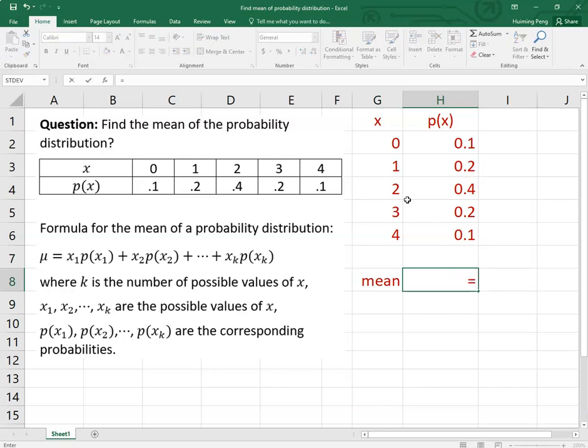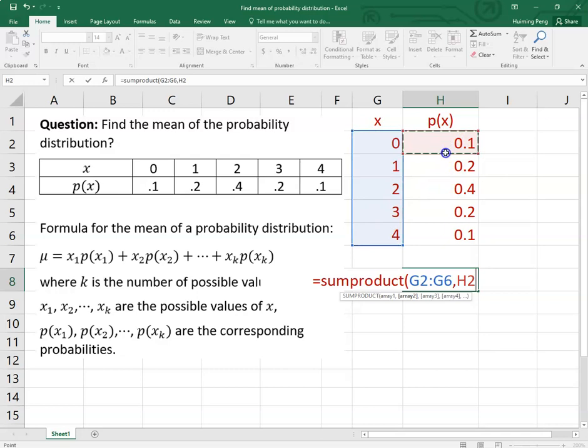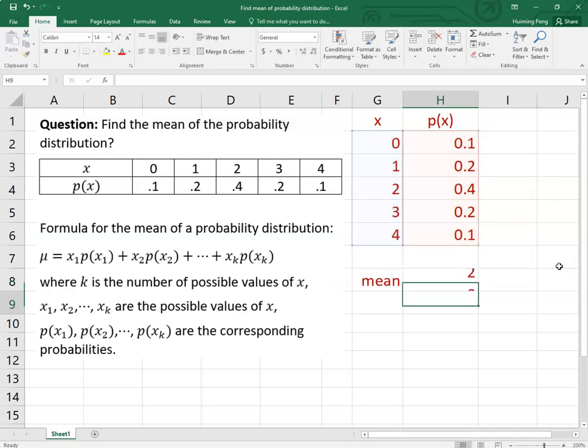The function is SUMPRODUCT, and then the SUMPRODUCT of this x highlight, and then a comma, and P(x) highlight, and then close the parentheses. That's the formula, and then enter. Okay, so our mean is here.